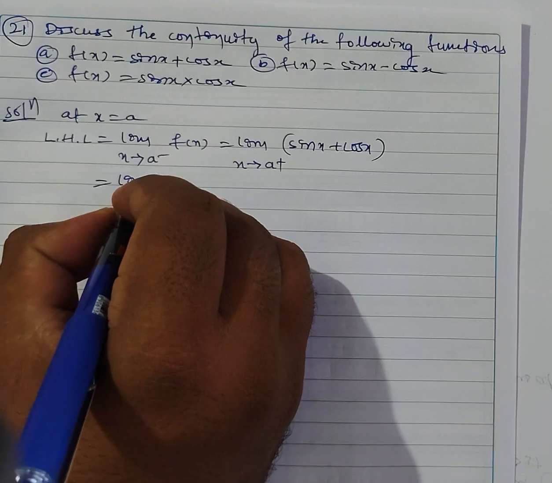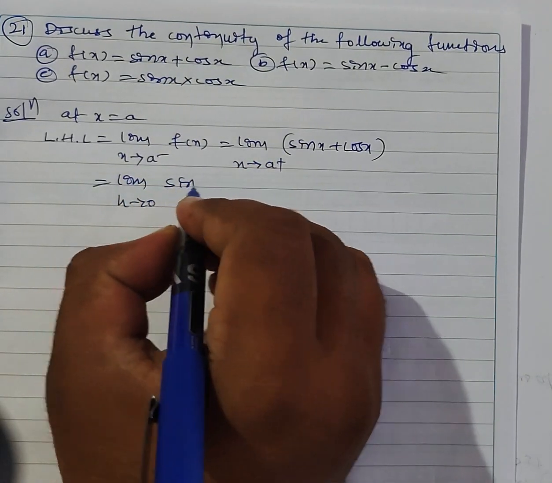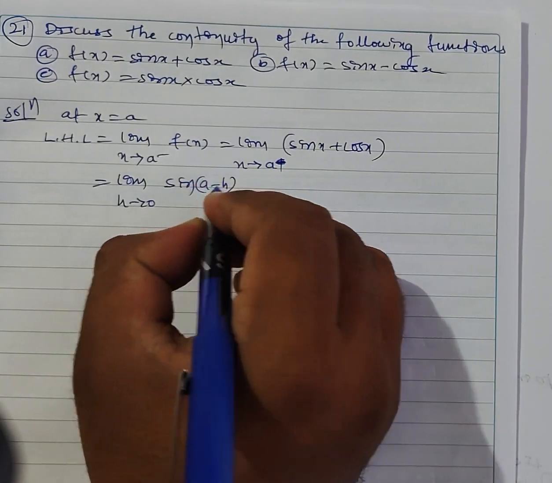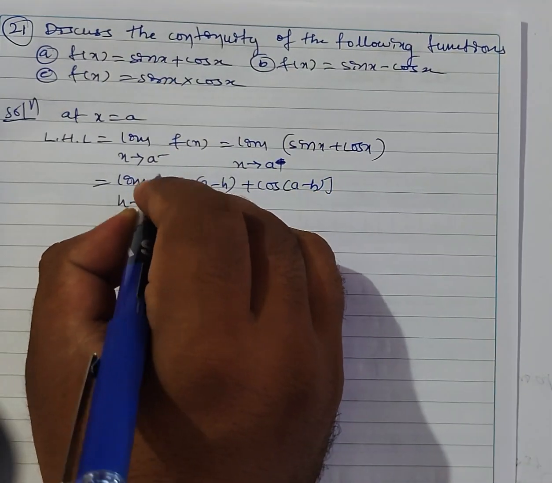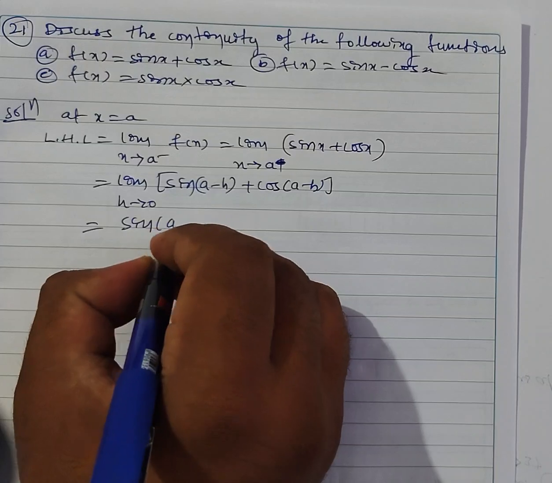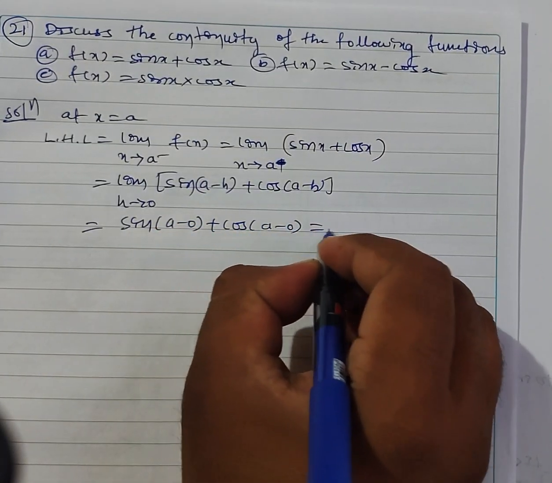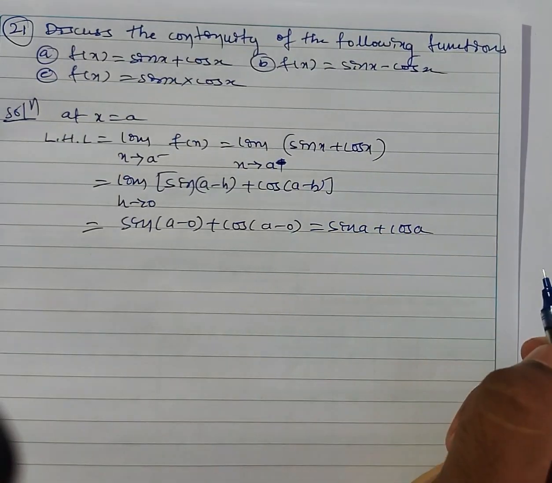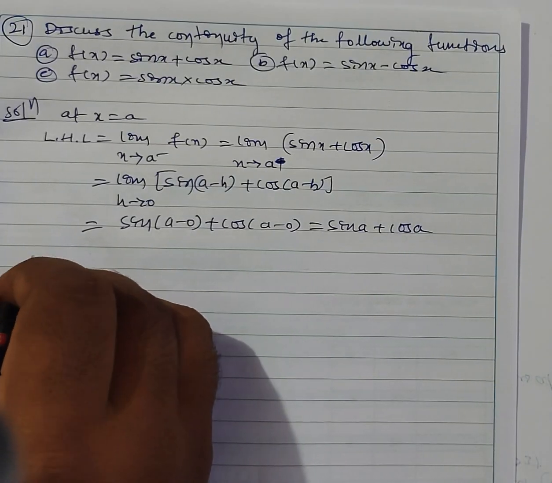Now change the limit value. Limit h tends to 0, the function changes. sin (a minus h) plus cos (a minus h). Okay, now substitute the limit value, that is equal to sin (a minus 0) plus cos (a minus 0). That becomes sin a plus cos a. Okay, this is the left hand limit.